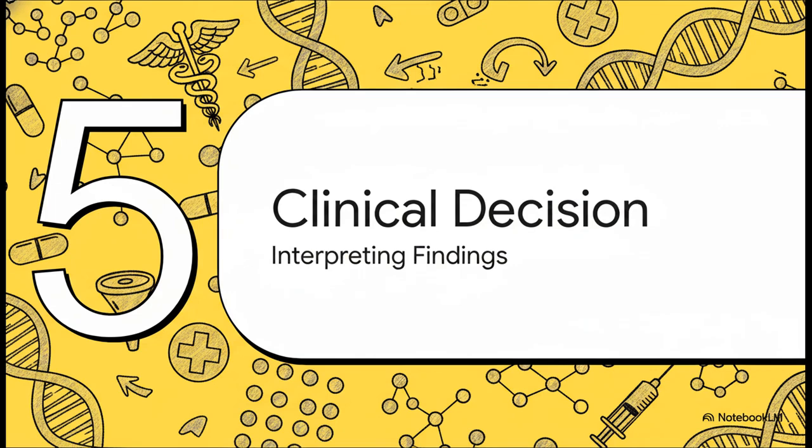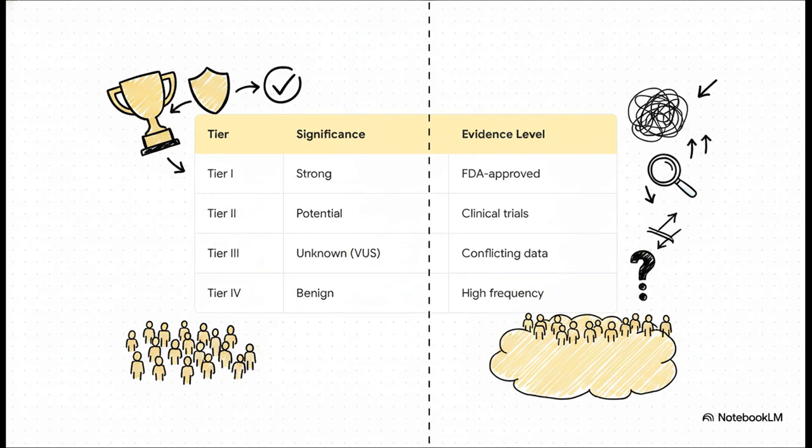Finally, Section 5, the final clinical decision. Okay, to translate all this complex bioinformatics into clear, actionable clinical language, we categorize our findings into 4 distinct tiers. Tier 1 represents strong clinical significance. These are your FDA-approved therapies. Tier 2 indicates potential significance, backed by well-powered studies or clinical trials.